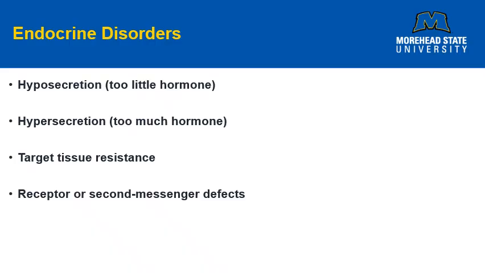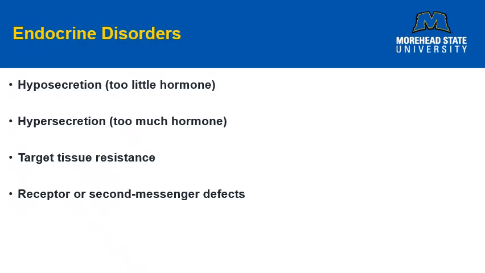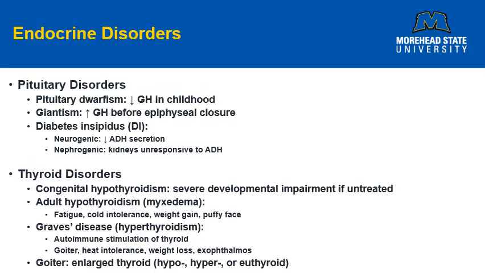And so I won't go into these. I just wanted to get some chunks of what an endocrine disorder is. You have hyposecretion. Sometimes if you ever have a diagnosis, it's hyposecretion of growth hormone. That means there's too little hormone. Hypersecretion of growth hormone, too much of a hormone. A common disorder is a target tissue having resistance, or it is because there are receptor or secondary messenger defects. So most common endocrine disorders will be one of those four.